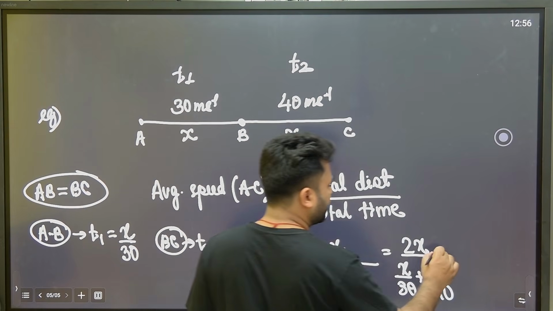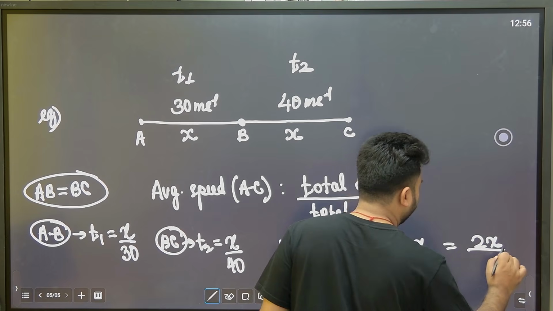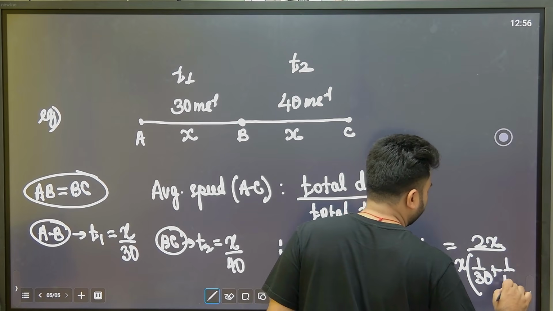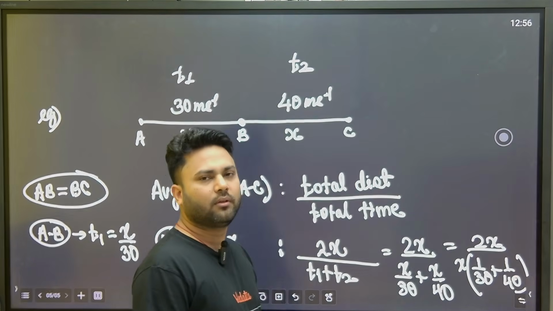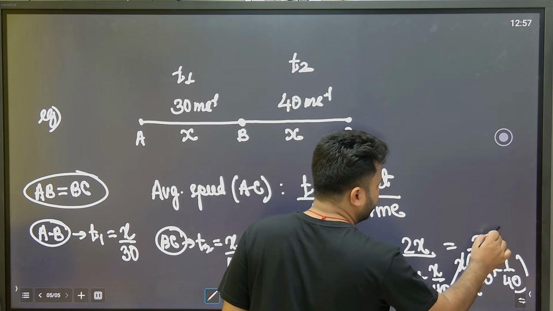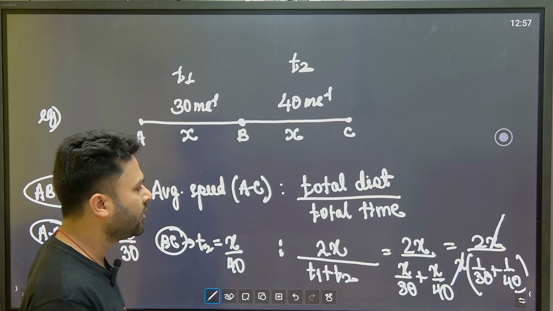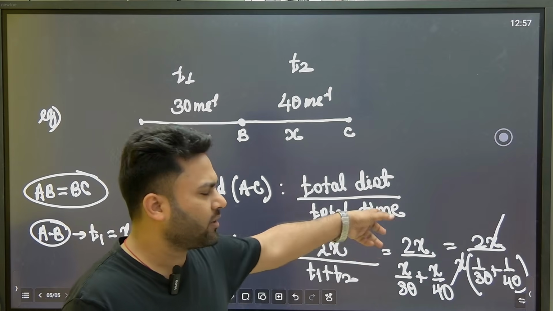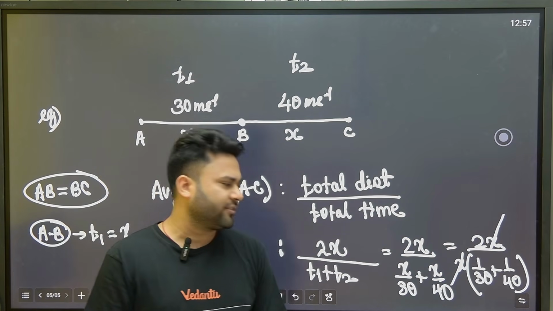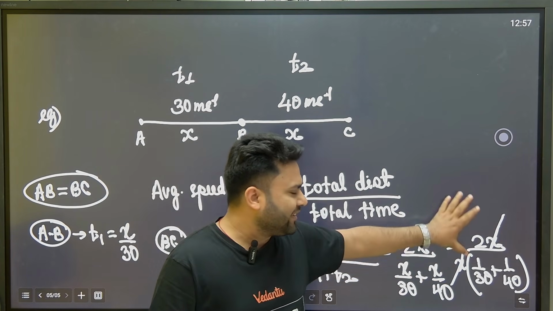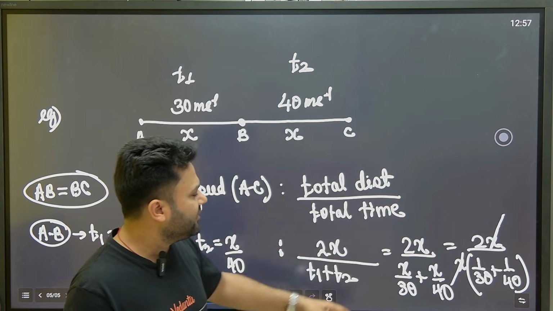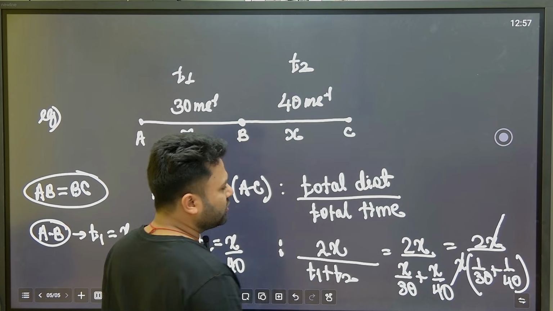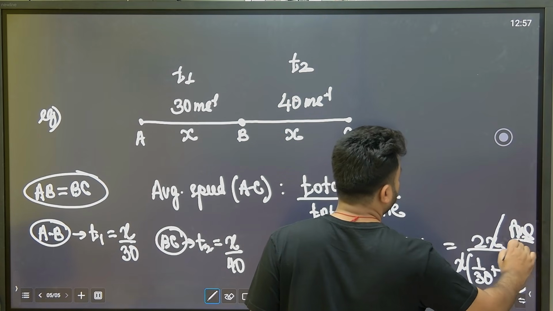So x, you take common here, 1 by 30 plus 1 by 40. Correct? This x and this x get cancelled out. And you can calculate further. I'm not much interested here to do the calculation. We have to cover more parts right now. So this is the technique how to solve this average speed. This x and x got cancelled. Now you can solve this and get the answer.